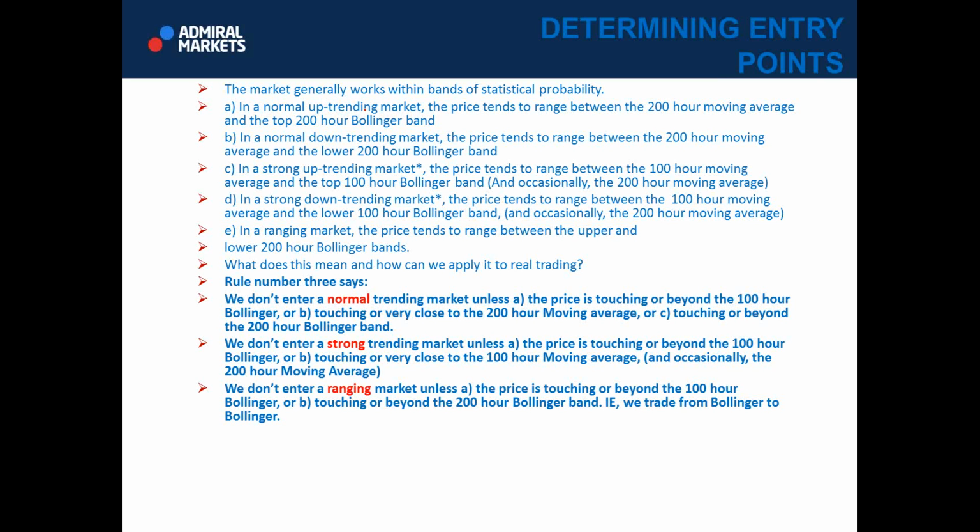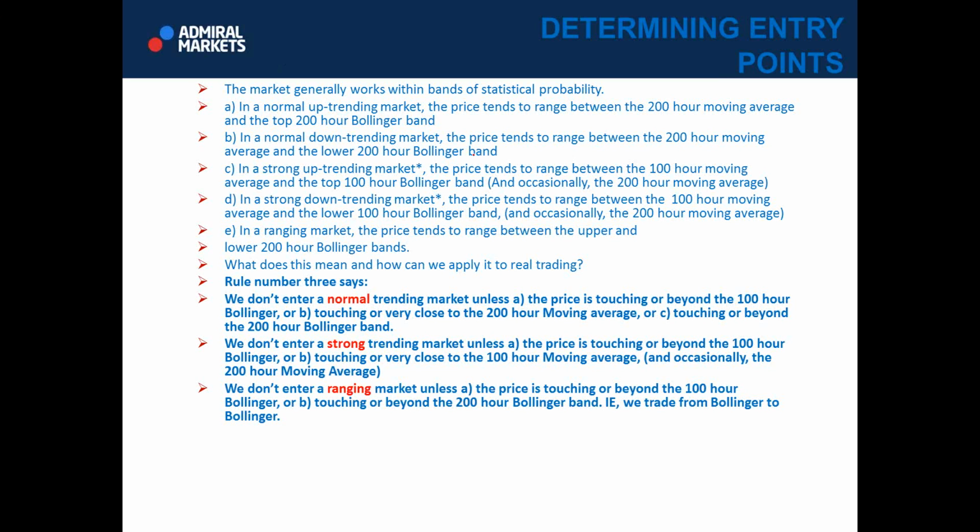average. In a strong downtrending market, the price tends to range between the 100-hour moving average and the lower 100-hour Bollinger Band. In a ranging market, the price tends to range between the upper and lower 200-hour Bollinger Band. What does this mean and how can we apply it to real trading?